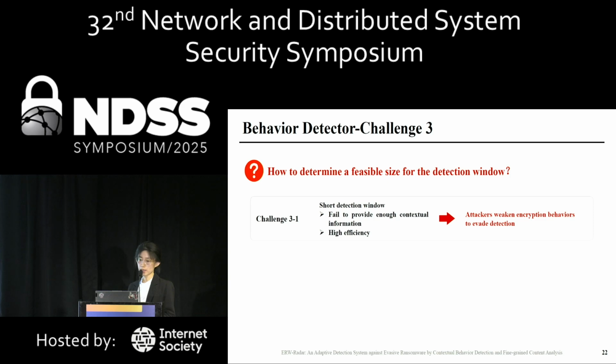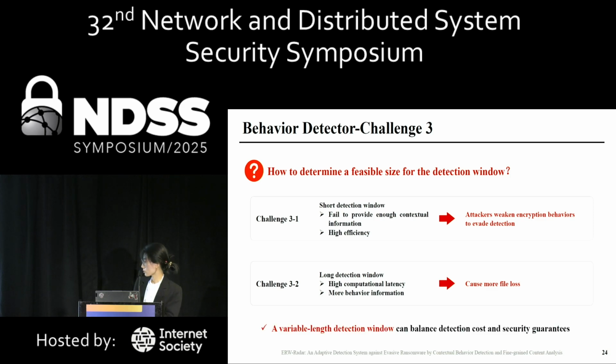Another question that needs to be considered is how to determine a feasible size for the detection window. We know that a short window offers high efficiency, but fails to provide enough contextual information, especially when attackers weaken encryption behaviors to evade detection. However, a long detection window offers more behavior information, but incurs high computational latency, causing more file loss. So we propose a variable length detection window.